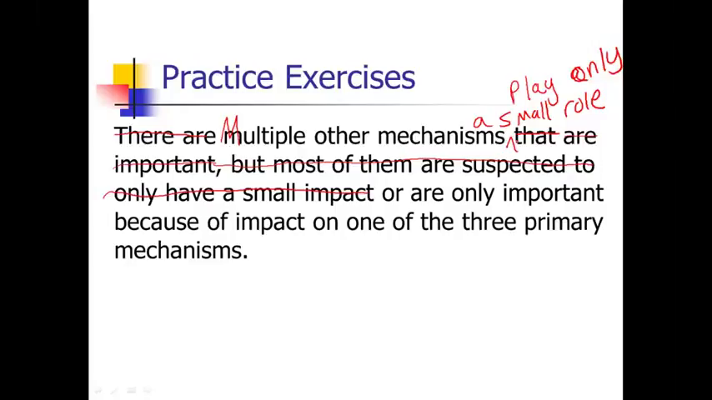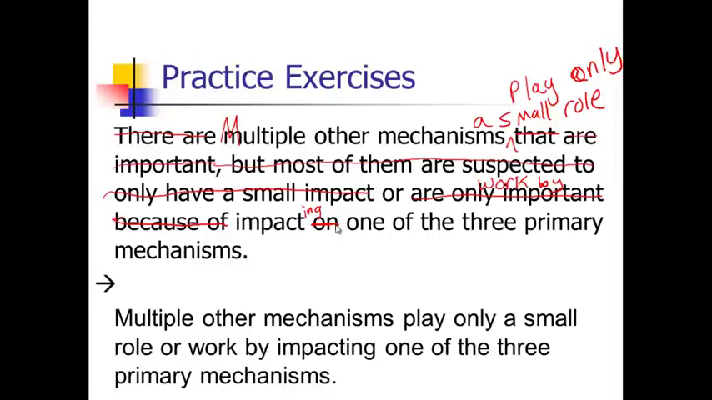So, "or," I'm just going to say, "or work by impacting," I don't think we need "on," "impacting one of the 3 primary mechanisms." So let's put that all together. Notice how much we were able to drop here. "Multiple other mechanisms play only a small role or work by impacting one of the 3 primary mechanisms."